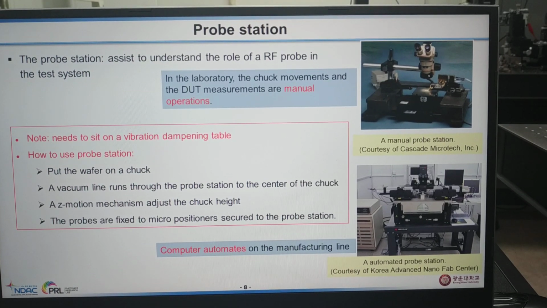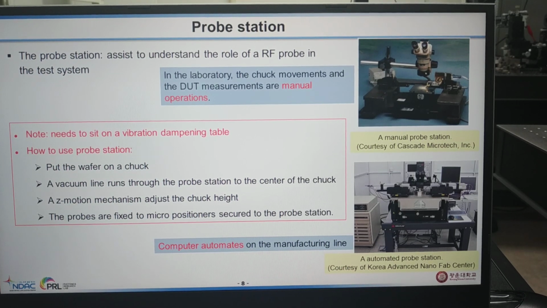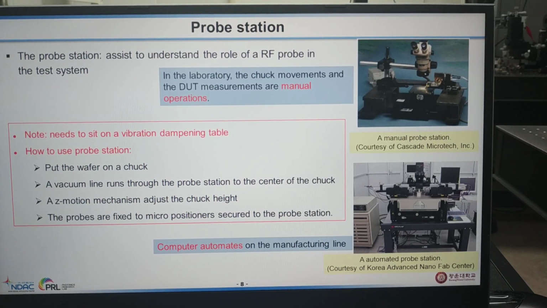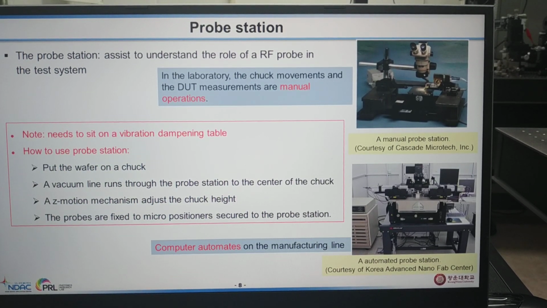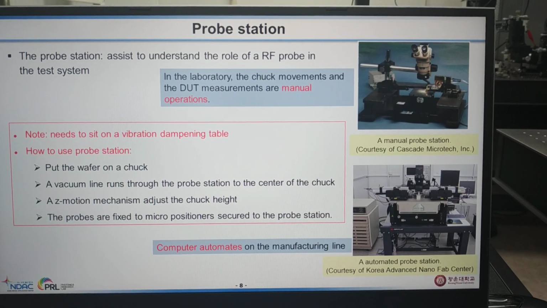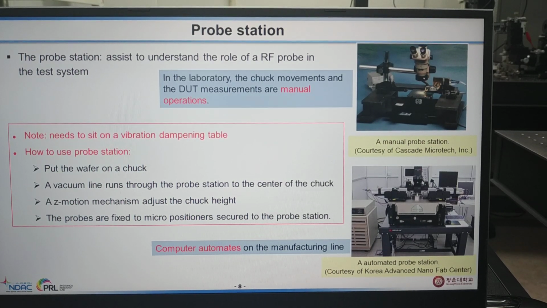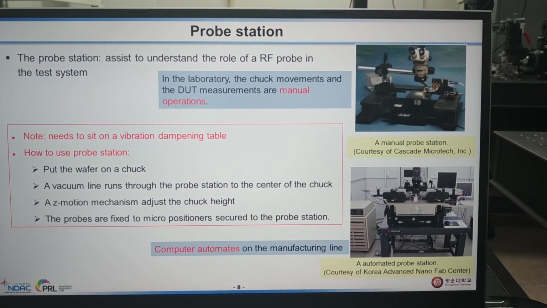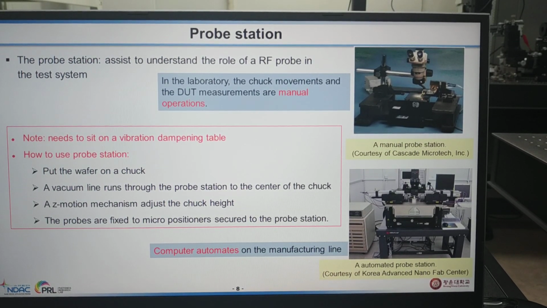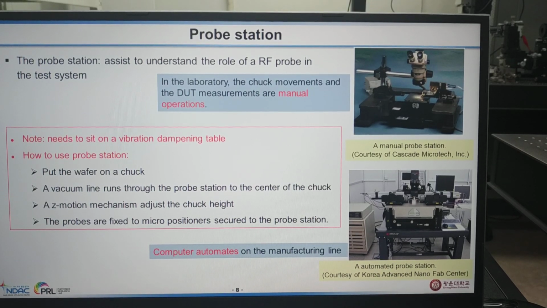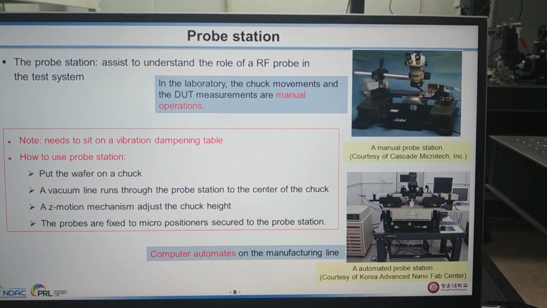About the prober station. The prober station can help us to understand the role of an RF prober in the test system. Here I show the figure about the prober station. In the library, the chuck movements and DUT measurement are manual operations, and the computer automates them on the manufacturing line.